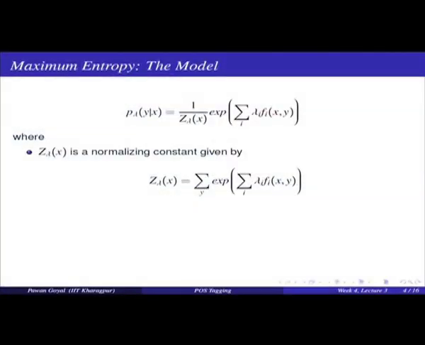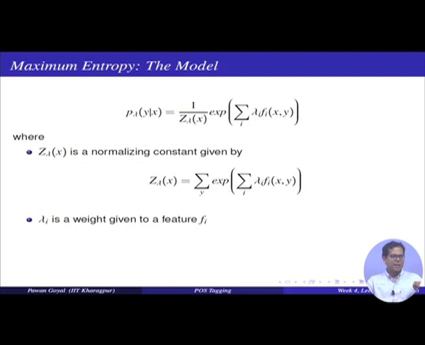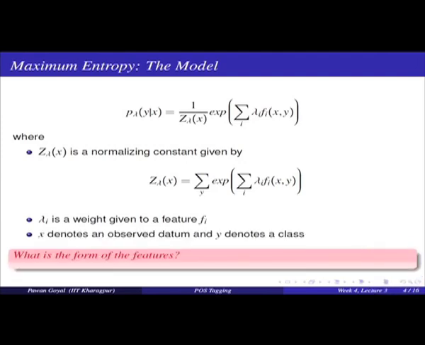So let me tell again. Z of x conditioned on the parameters lambda is a normalization constant. So this is nothing but this exponent, you sum over all the possible classes y. Okay, for all the possible classes y you compute this and add this. So once you do that, you are ensuring that probability of y given x will add up to 1 for all possible y's. And lambdas are the weights given to my different features. Now x denotes my observed data, and y denotes my class.